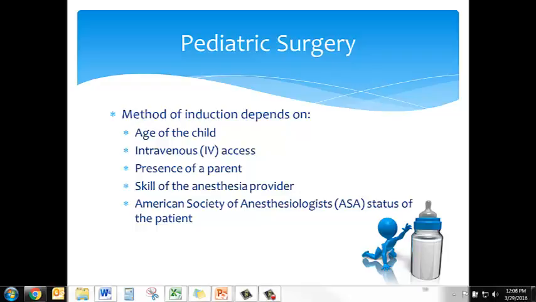Sometimes, though, this is not the best option for the patient. The age of the child, whether or not the patient has IV access yet, the presence of a parent, the skill of the anesthesia provider, and the patient's ASA number are all key contributors to the decision-making process. It is not uncommon for pediatric patients to be given an anxiety-reducing medication before surgery. Parental presence during induction is now an accepted practice in many health facilities.